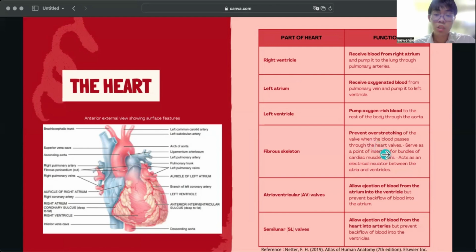to prevent overstretching. The atrioventricular valve, AV valve, allows the ejection of blood from the atrium into the ventricle, and the semilunar valve allows the ejection of blood from the heart into the artery. Both of these valves prevent the backflow of the blood.